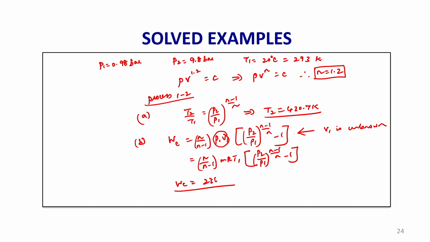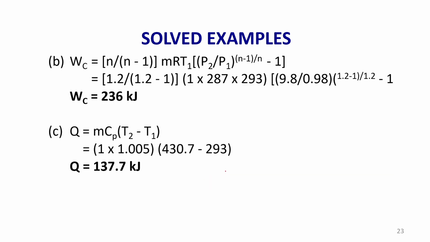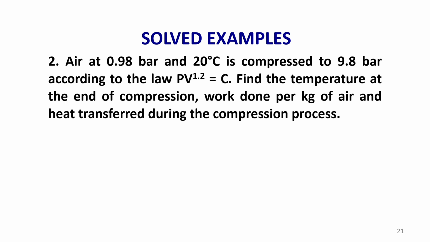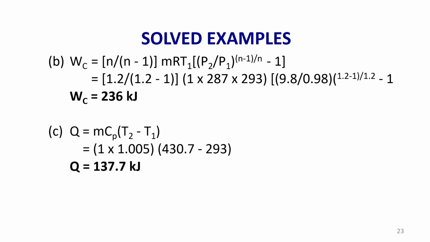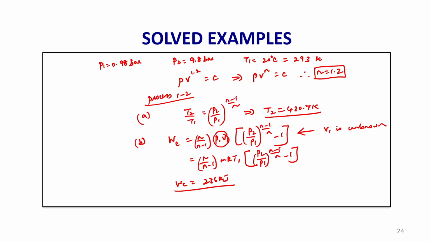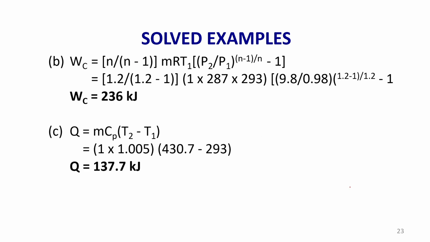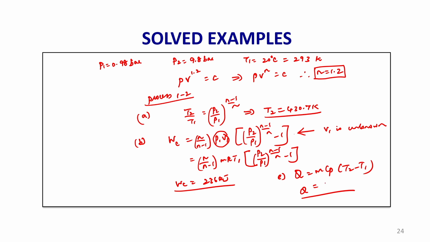So, 236 kilojoule. And the third question is heat transfer during the compression process. Compression is from process 1 to 2. So, it is m Cp delta T. Heat transfer Q is equal to m into Cp into (T2 minus T1), a simple formula. Substitute the values, Cp is 1.005 kilojoule per kg Kelvin for air, and you get around 138 kilojoule, 137.7 kilojoule.